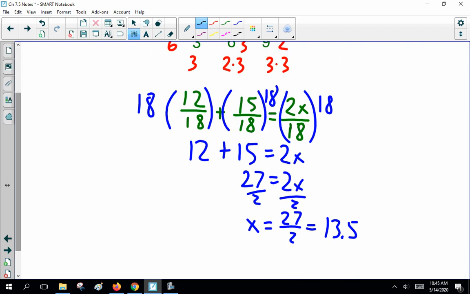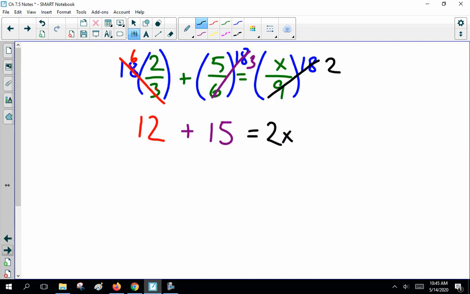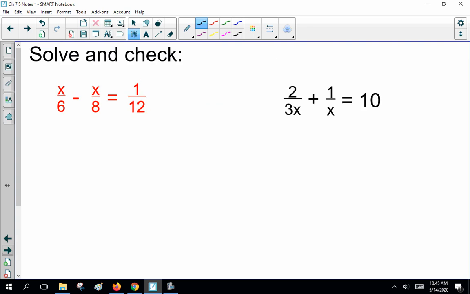So we skip this step and we went right to here. Now, does that save some steps? Yes. Does that confuse people easily? Yes. That's why I'm a little hesitant to show it to you. Okay? But a lot of people go, oh, that saves me a lot of work. So let's try one here.